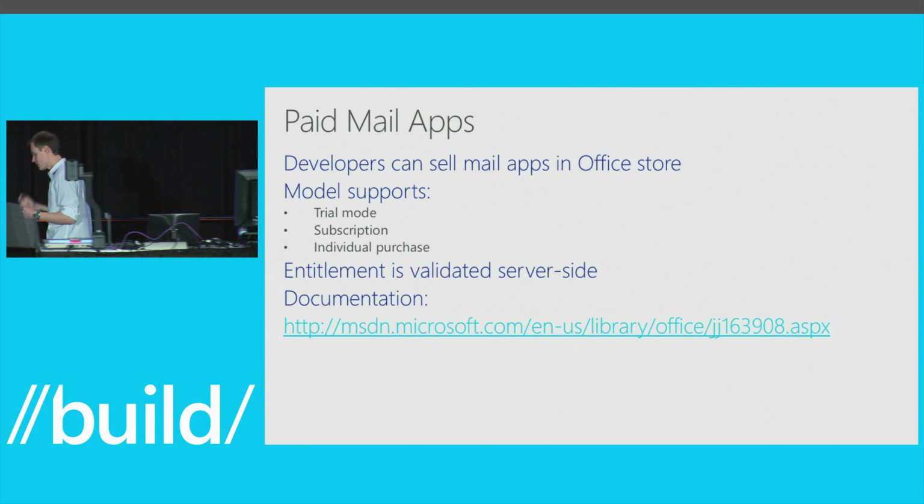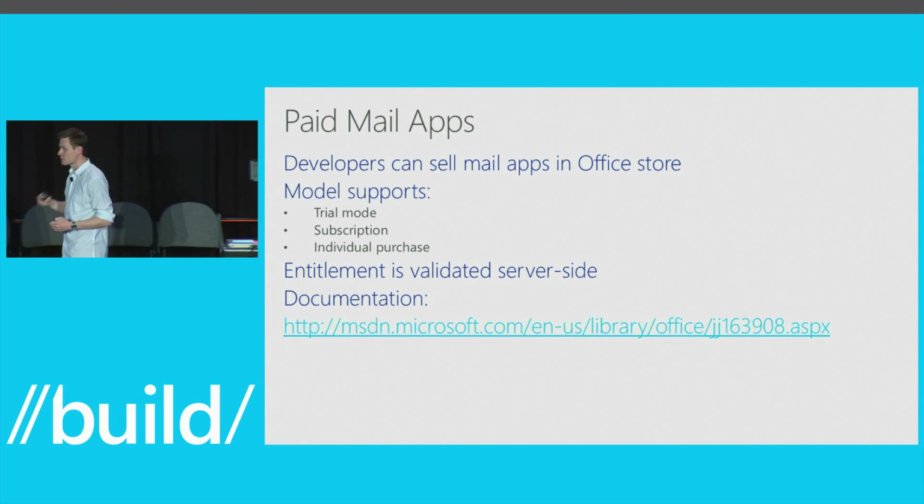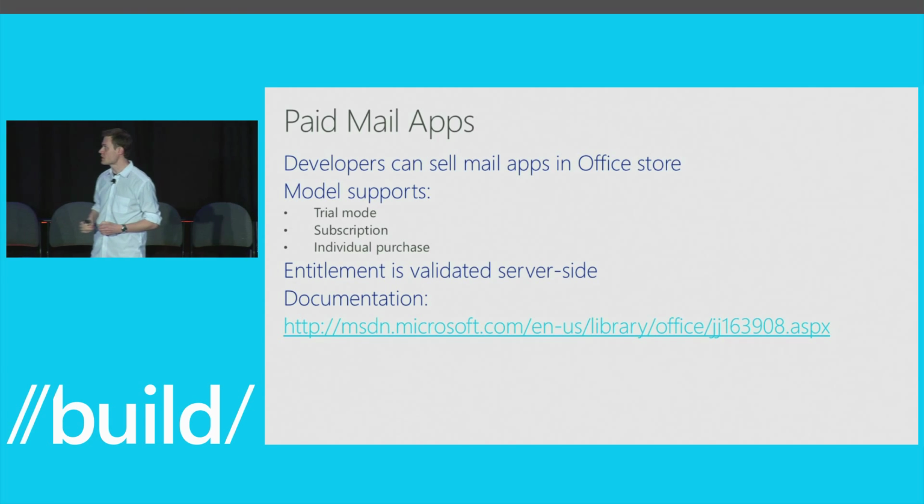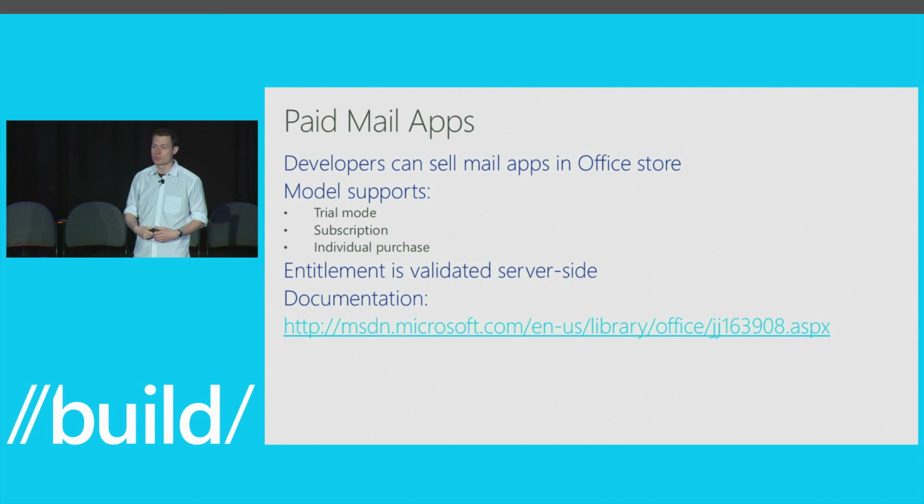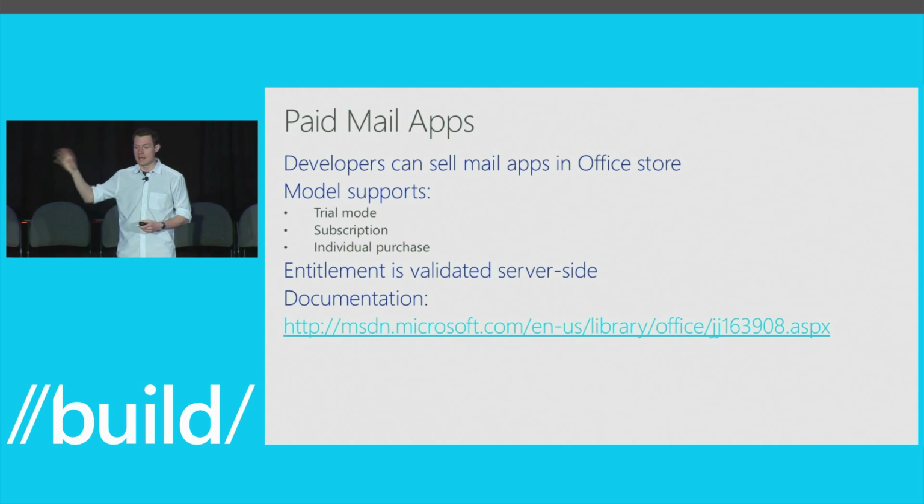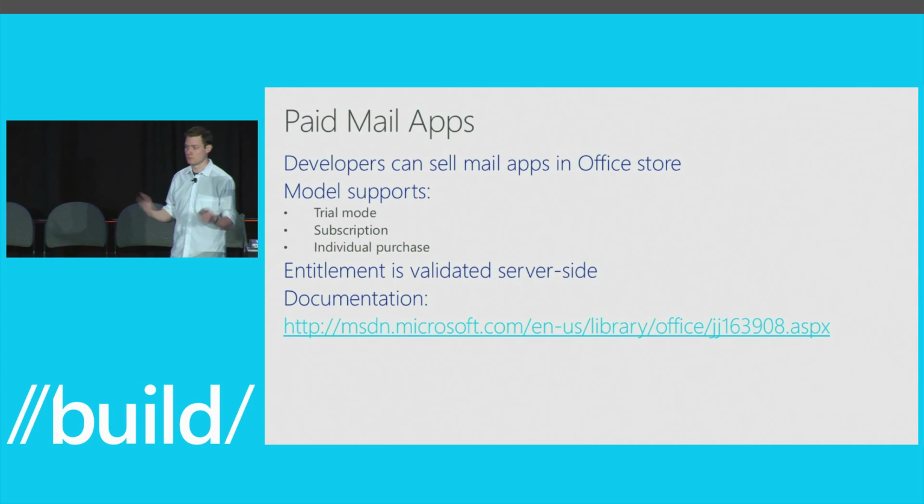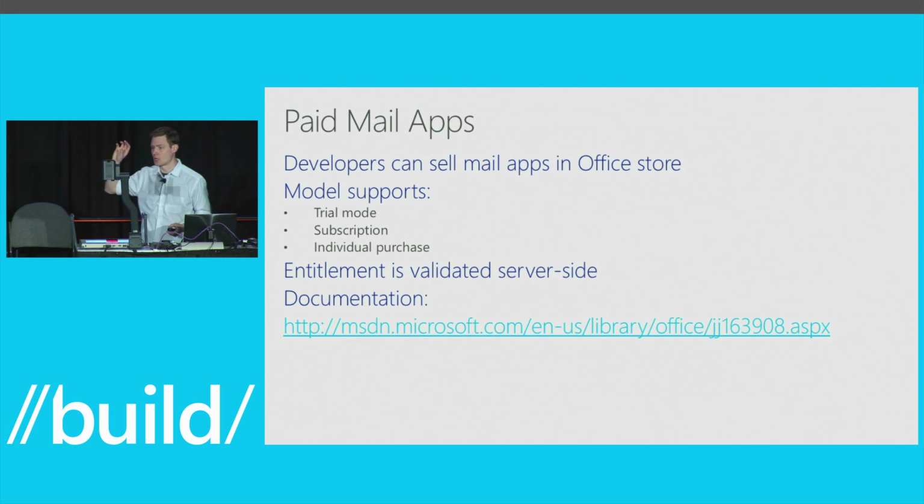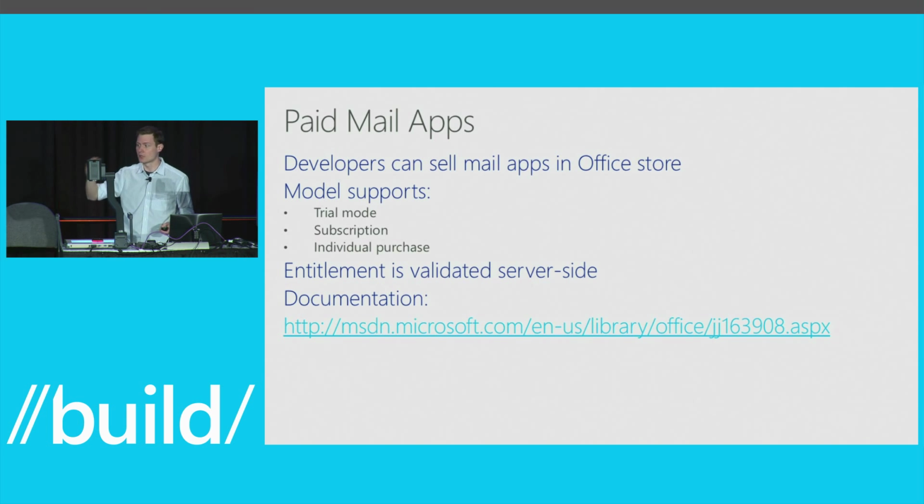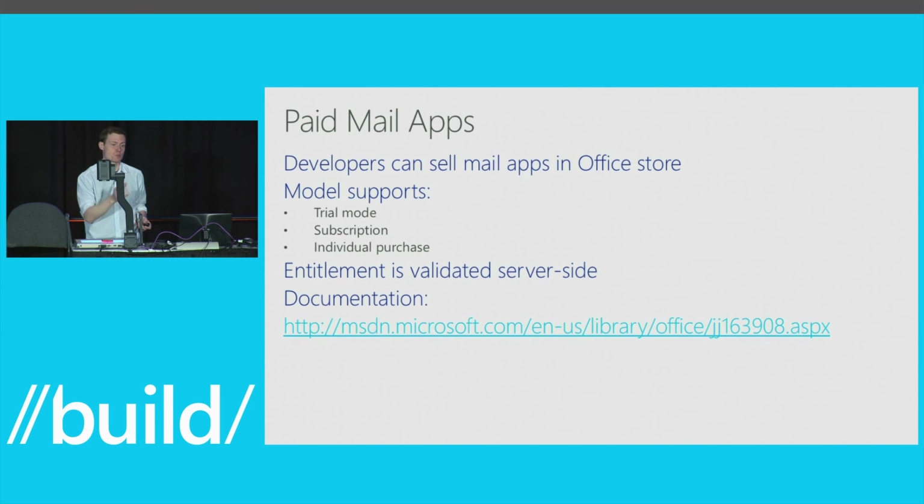Commerce. So this is the second main point. We launched this in January. All I'm going to say here is that you can now sell apps. Before, you could only give away mail apps for free. You could have sold other apps, but mail apps you could only give away. Now you can sell mail apps, either on a subscription model or individually for $1, $2, $100, whatever you think is right. And there's documentation, again, posted on how you handle entitlement tokens and validate that the user actually purchased the app.